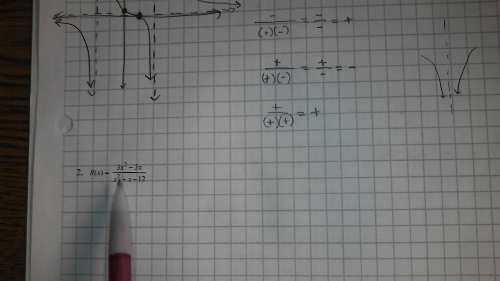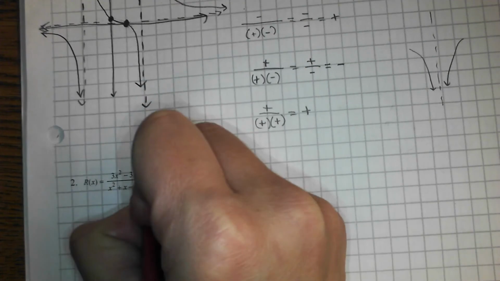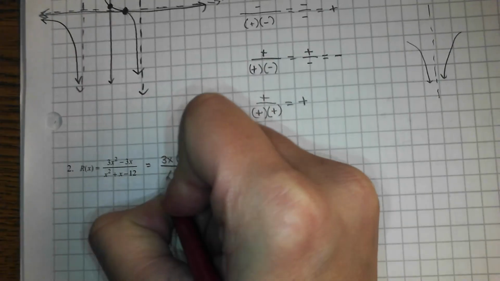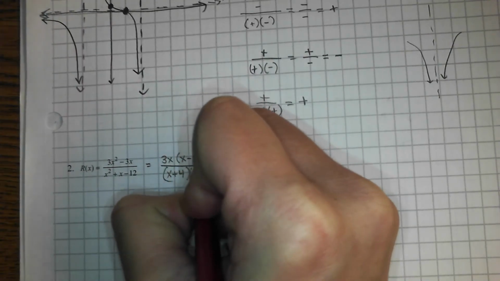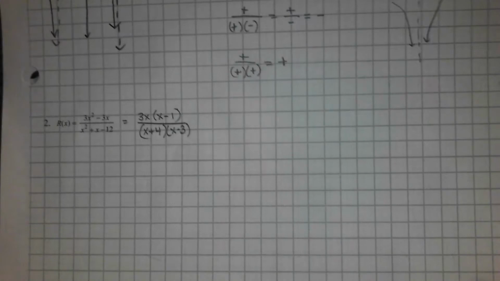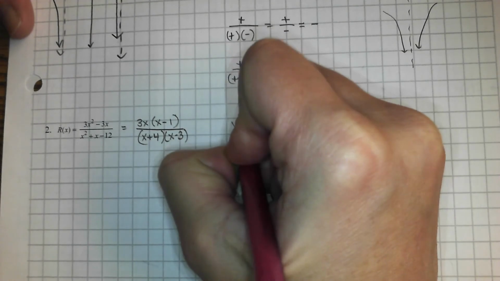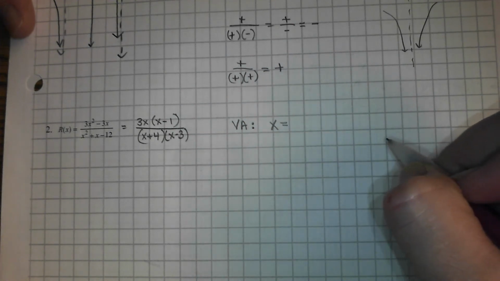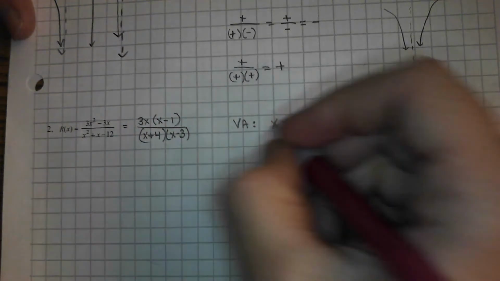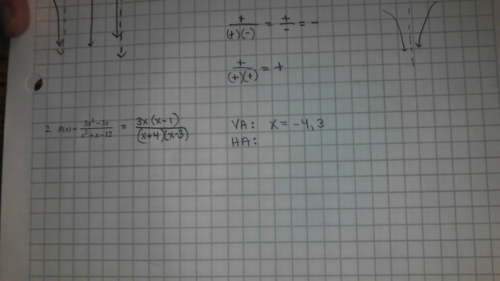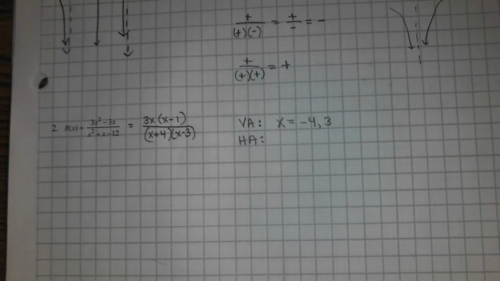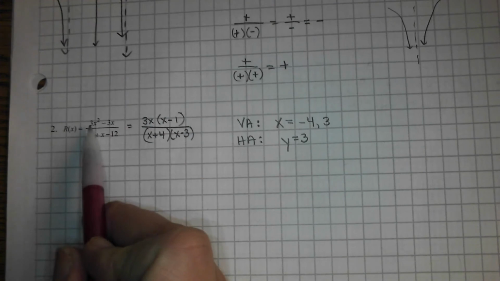Now, this one factors on both the numerator and the denominator. So you start by taking out a 3x, and you're left with x minus 1. And the denominator is definitely going to own x plus 4 and x minus 3. Alyssa, where are the vertical asymptotes? Good. Horizontal asymptote. It is possible to have two, but you guys won't ever have two, I don't think. Faith? Yep. Three. Y equals three. So this is a same over same, so you just use your coefficients, 3 over 1.